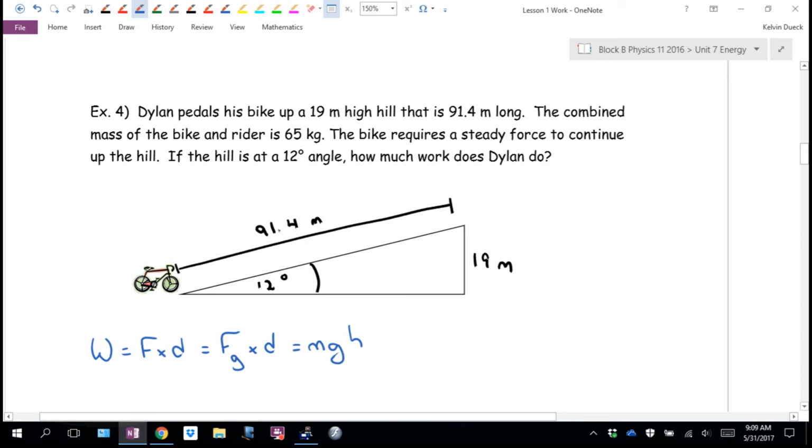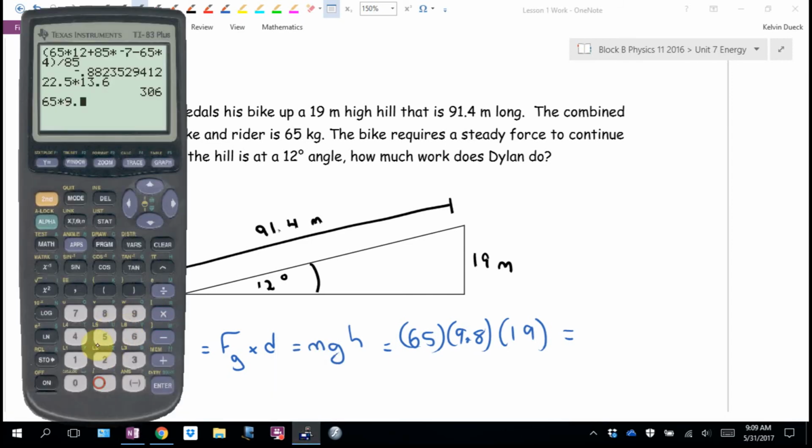I don't need to worry about that 91.4 because that's not in the direction of the force that I'm doing work against. I don't need to worry about that 12 degrees. I don't even need to know how hard I have to push up against the hill. That's not what this question is asking. This question is saying how much work, how much energy will it take to get to the top of the hill? It's going to take 65 kilograms times 9.8 times the height of the hill. That's all we care about because it's a scalar. And I get 12,100 joules of work.